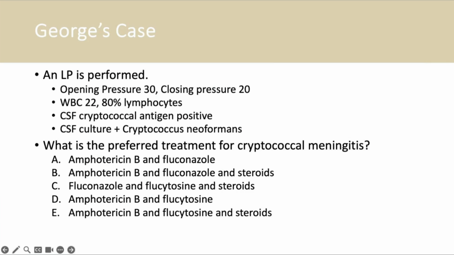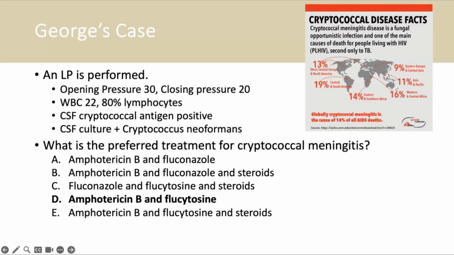So an LP is performed and his lumbar puncture looks sort of as you expect. The opening pressure was 30. The white count is 22 with 80% lymphocytes. The cryptococcal antigen is positive and the culture grows Cryptococcus neoformans. One of our first year fellows, any of you aware of what the preferred treatment is for cryptococcal meningitis? Yeah, induction therapy with amphotericin and flucytosine. And what about the steroids, plus or minus steroids? As far as I know, steroids are not used. Yeah. Great. You got it right.